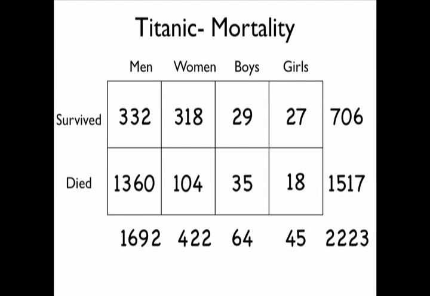This table represents the mortality rate of passengers who boarded the Titanic. We're going to learn how to read this table. Notice the first row is labeled survived. The second row is labeled died. The first column is labeled men. The second column is labeled women. The third is labeled boys, and the fourth is labeled girls. Various sexes and age groups, women, girls, men, boys, both survived and died. This table represents the number of which occurred.